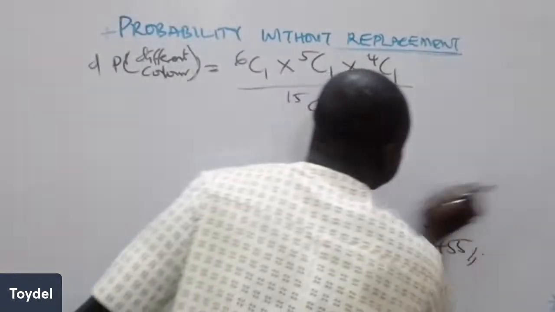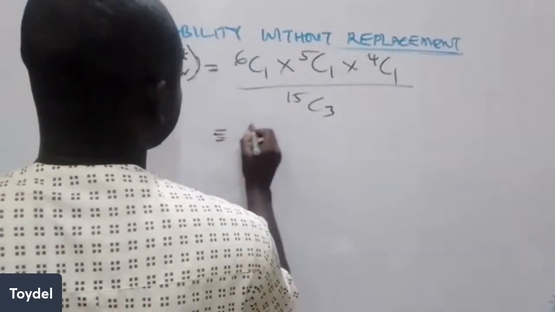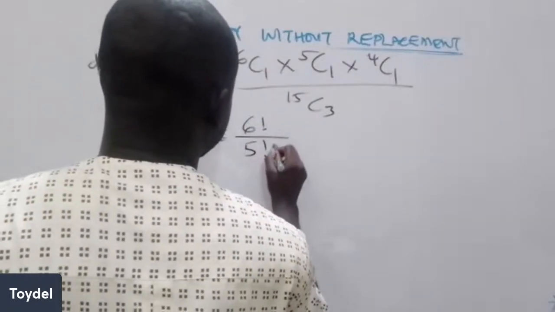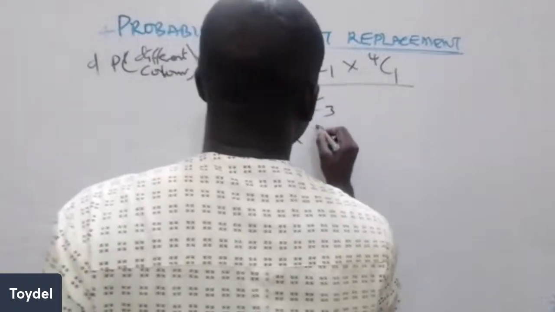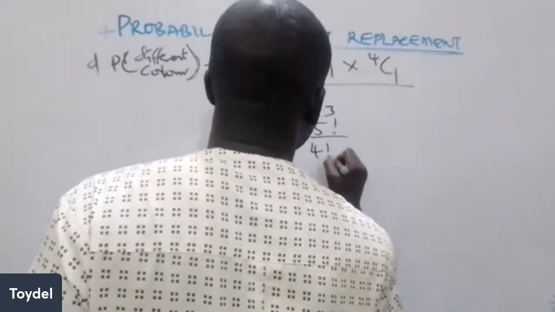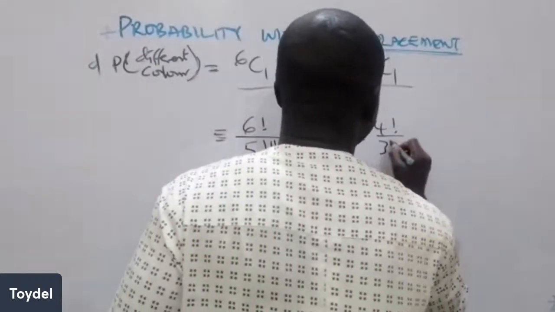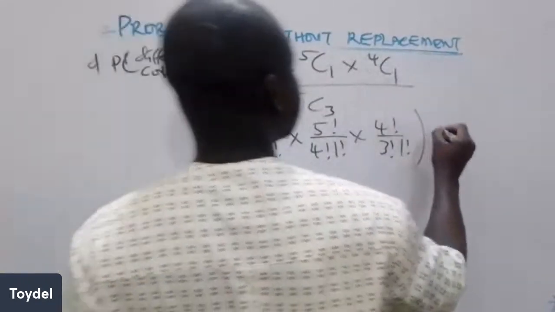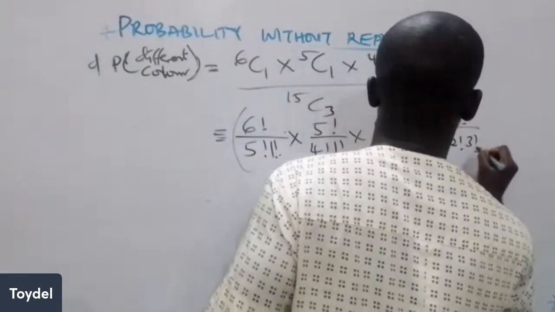So what do we do here? We just say 6 factorial over 6 minus 1, that is 5 factorial, 1 factorial, multiplied by 5 factorial all over 4 factorial, 1 factorial, multiplied by 4 factorial all over 3 factorial, 1 factorial. Then everything at the numerator divided by 15 factorial all over 12 factorial, 3 factorial.